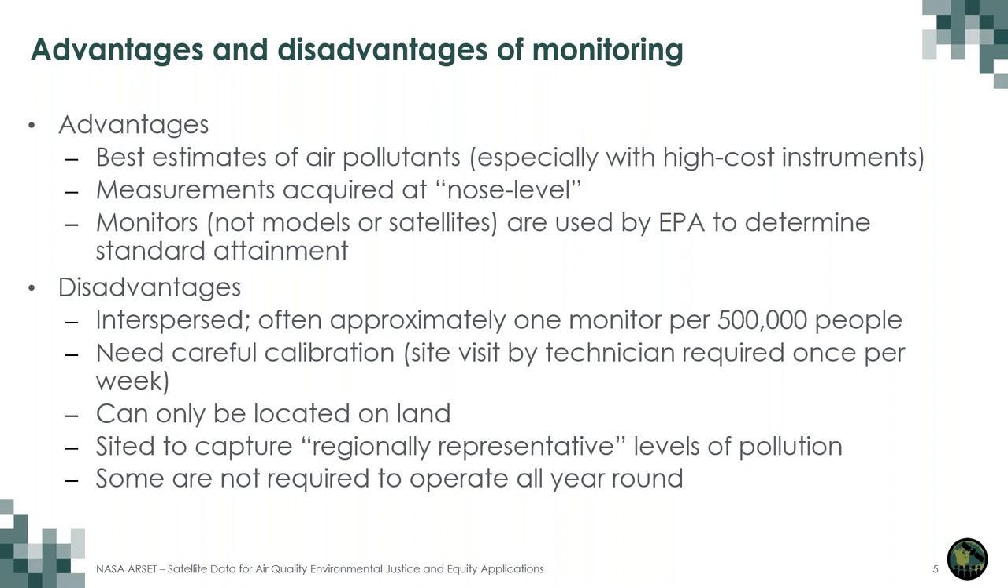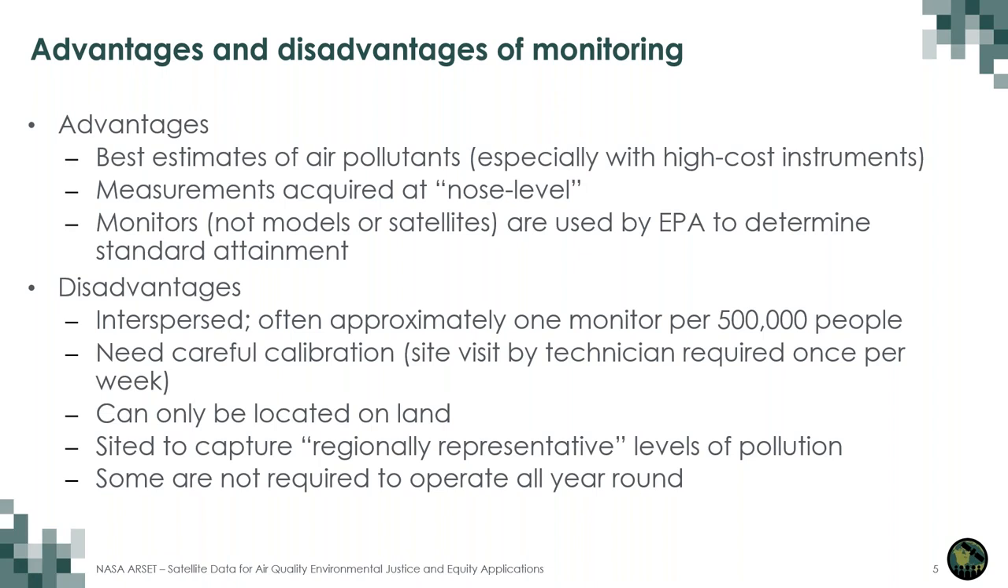And monitors, and not models or satellites, are used by regulatory agencies to determine attainment with ambient air quality standards. So, for example, the U.S. Environmental Protection Agency uses monitors to determine whether or not any given area is in attainment with the national ambient air quality standards. And so far, models and satellites cannot be used for that purpose.